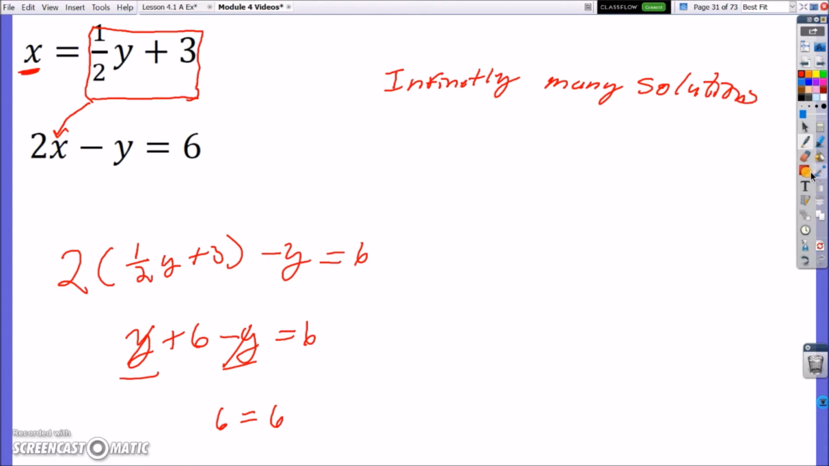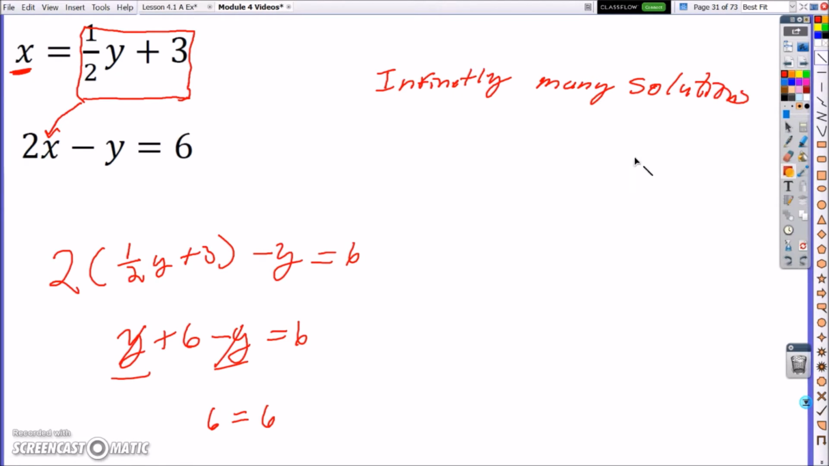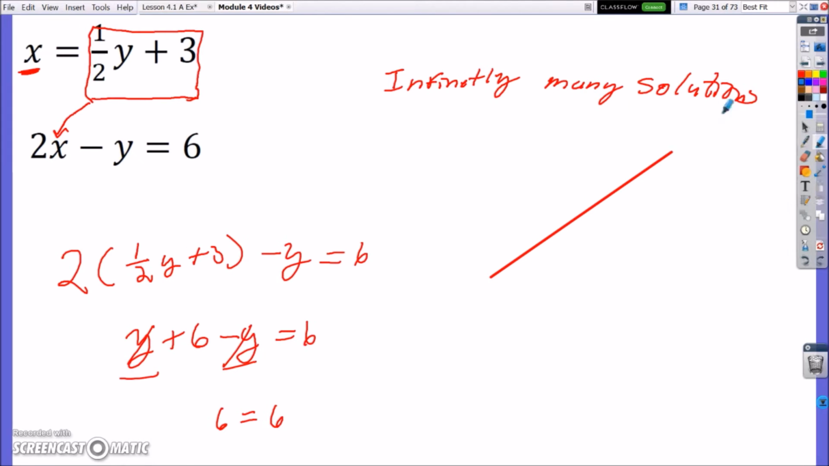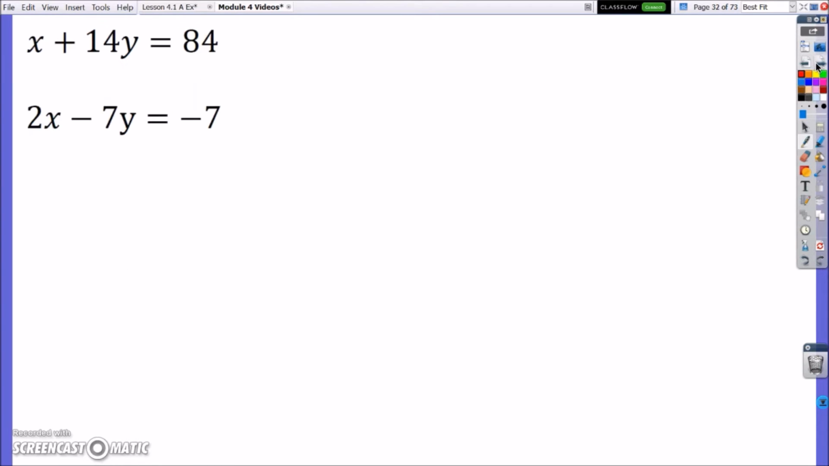What this is essentially saying is that if I were to graph this, they would be the exact same line. It would just be one line on top of the other. So if I looked at this highlighted blue line and this red line, and asked where they intersect, well, they intersect everywhere. Every one of these points, they intersect because it's the same line. Therefore, it's infinitely many solutions.